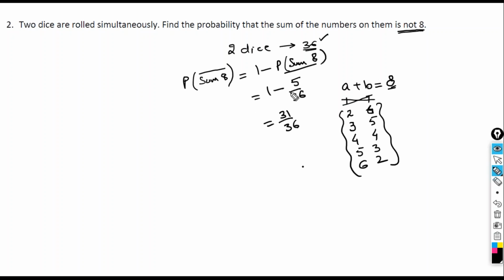Is it clear, everyone? Shivani, is it clear now? Good, good.